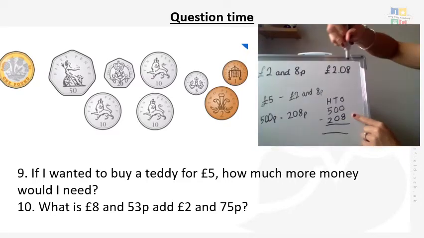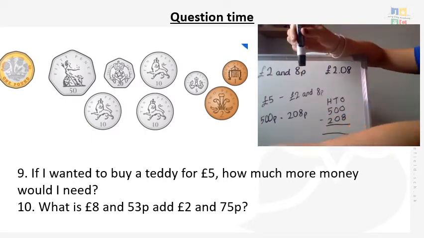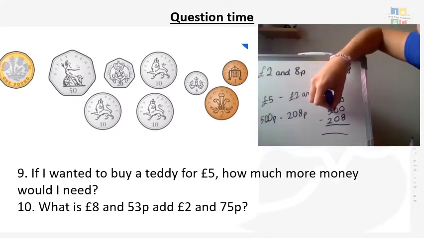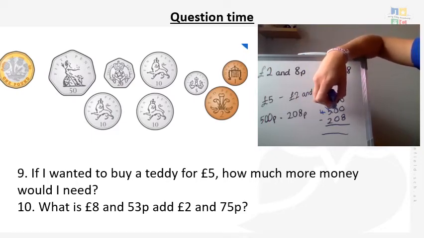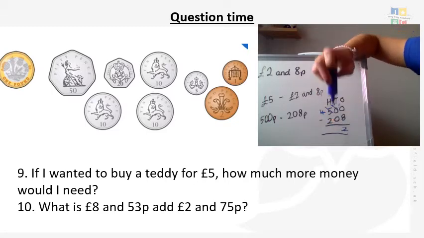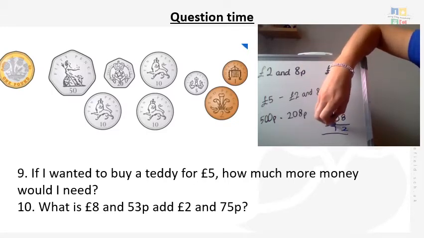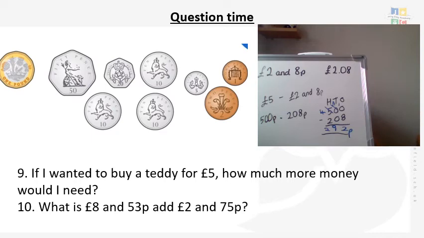0 take away 8 I can't do. I can't take any tens, but I can take 100. So I'm going to exchange 100, turn that into a 4, put it in my tens column for 10 tens. Then I'm going to exchange my 10 tens, 1 ten for 10 ones, so that will become a 9 because I've taken a 10 from it. So now I can do 10 take away 8, which is 2, 9 take away 0, which is 9, and 4 take away 2, which is 2. So your answer would have been 292 pence.